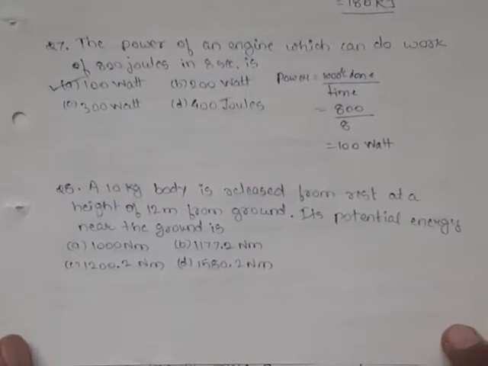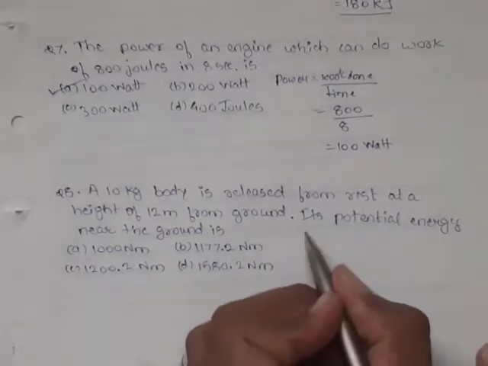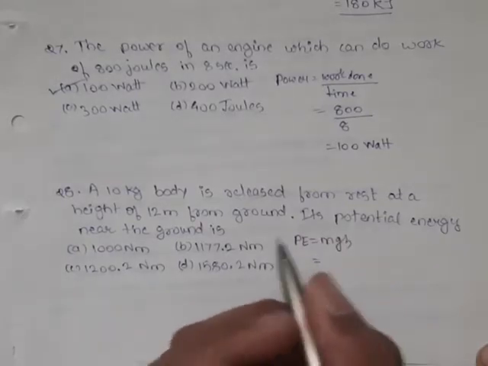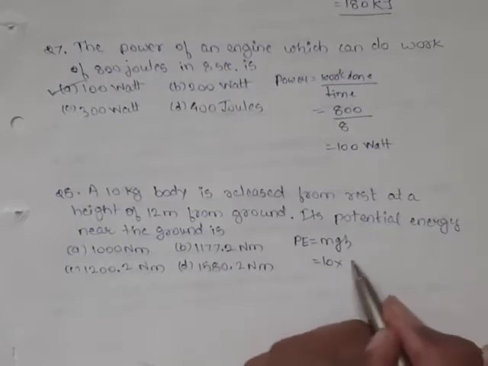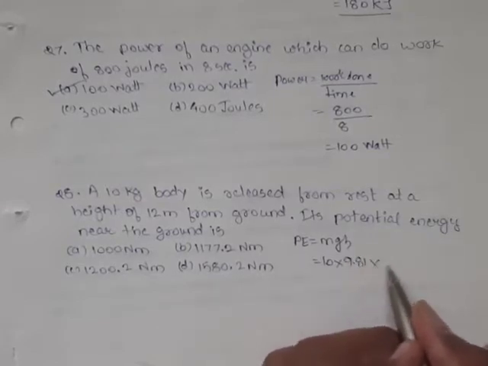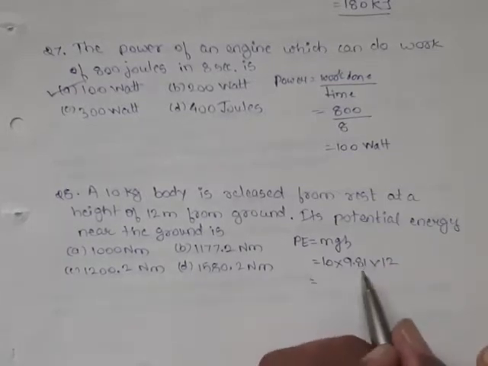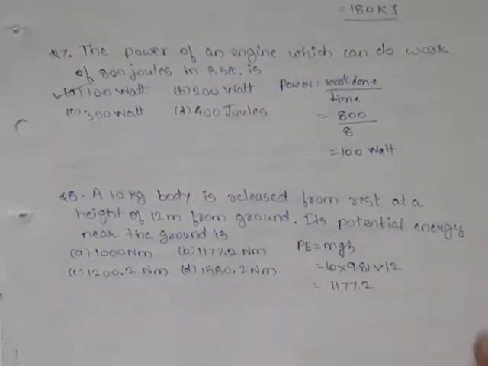Question 8. A body of 10 kg is released from rest at a height of 12 meters from the ground. Its potential energy near the ground is. We know the formula for potential energy is equal to mgh. So what is the mass? Mass is 10. What is acceleration due to gravity? 9.81. And the height is 12 meters. So when we solve this, we get the answer 1177.2.